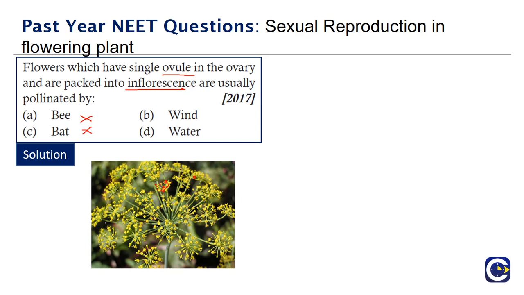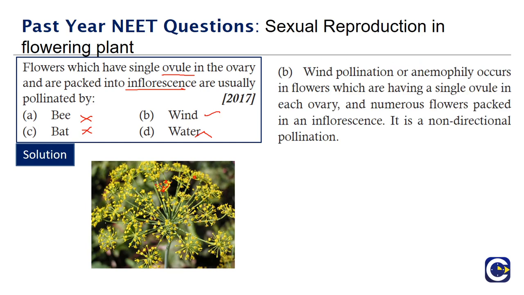Since this is very small, it can be easily carried over by wind. Water also, these plants do not live in water, so they use wind for their pollination. This is a direct NCERT statement, and I've just explained the logic behind it. Wind pollination or anemophily occurs in flowers which have a single ovule in each ovary and numerous flowers packed in the inflorescence. It is non-directional pollination. Non-directional refers to the point where there is no particular flow. The wind can be in any direction, so this is called non-directional pollination.